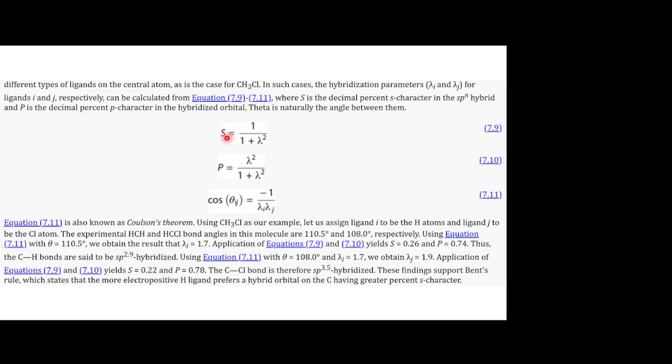So again, this is the S decimal percent S character for that SPn hybridization, whatever the hybridization happens to be. In this case, it would be SP3, right? Because we have 4 groups. And then the P is going to be the decimal character right here. That is the P character. And you notice that's actually a reversion of that. Everybody see that okay? Okay.